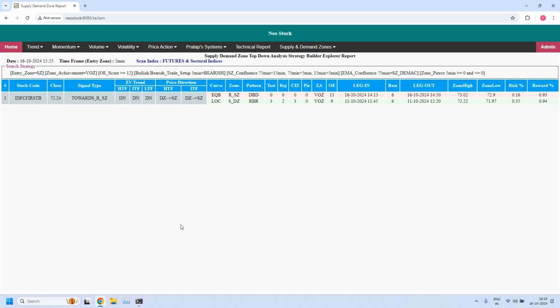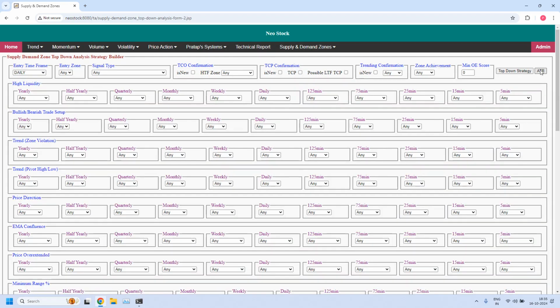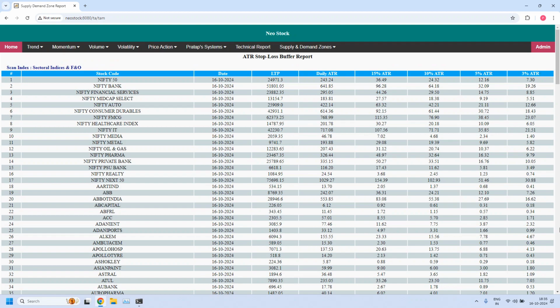Okay, this is about a bearish trade setup for hourly income trade. With this, we have completed all the 4 income trades. And the final report, let us generate stop buffers based on daily ATR. So all these are all stop buffers.